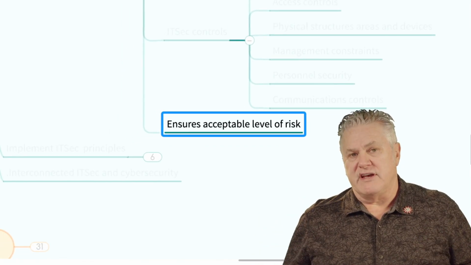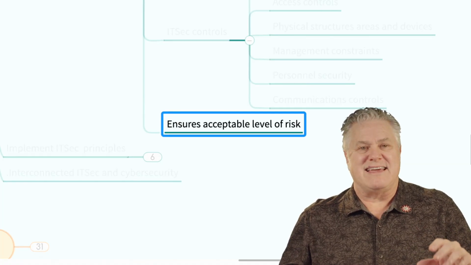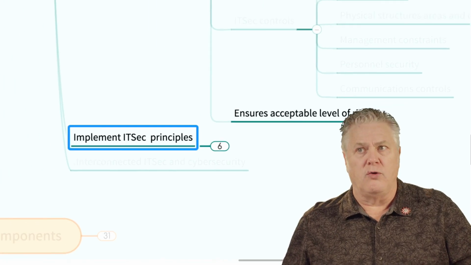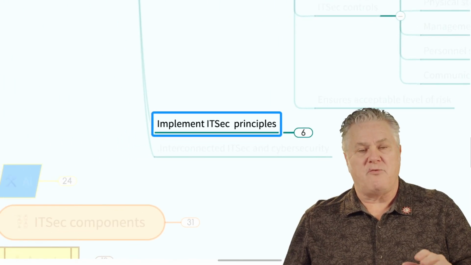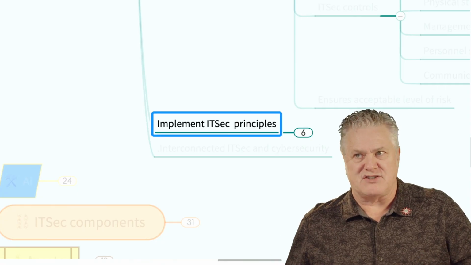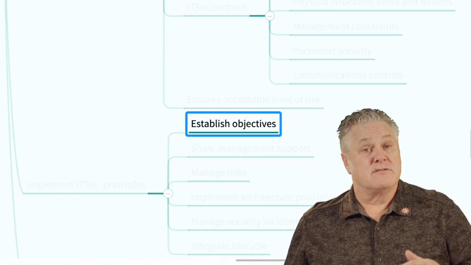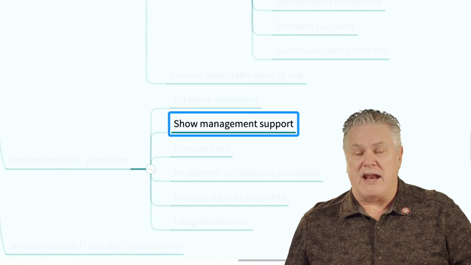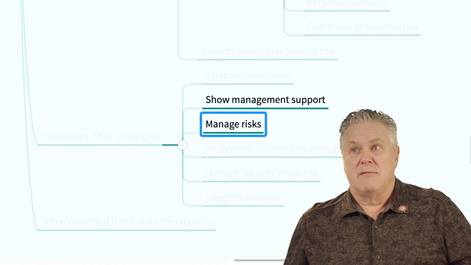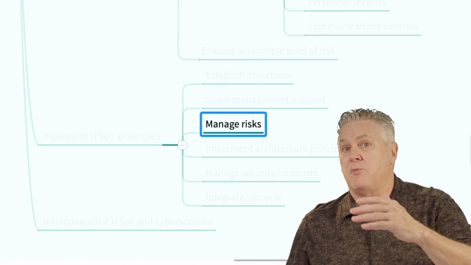Generally, in all of this, for ITSEC, whatever it is, we're going to ensure that the acceptable level of risk is addressed. That's our goal in all of this. If we implement ITSEC principles, because we are talking about principles and practices here, what would those be? Establish the security objectives. Show management support: management spends money on the controls. Manage risk, which means they're involved in it. We have a risk management program, we put the controls in place.